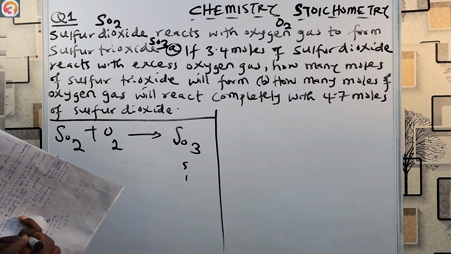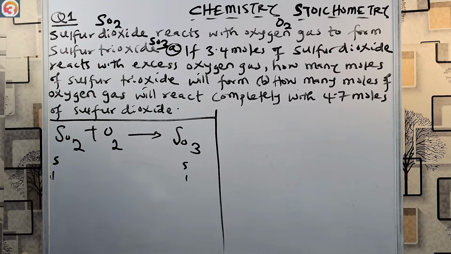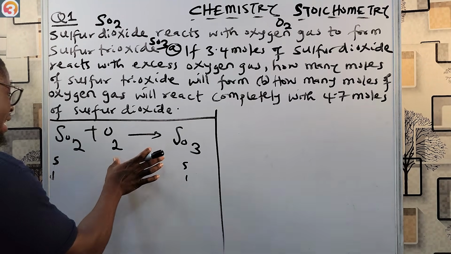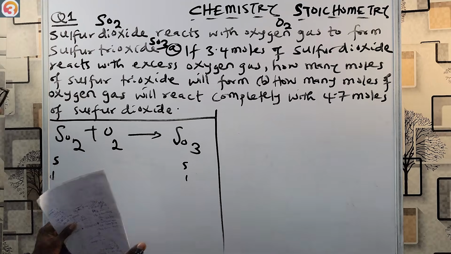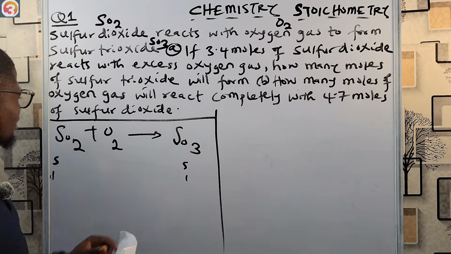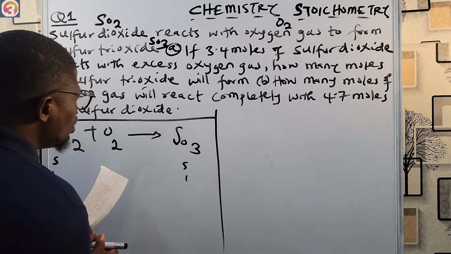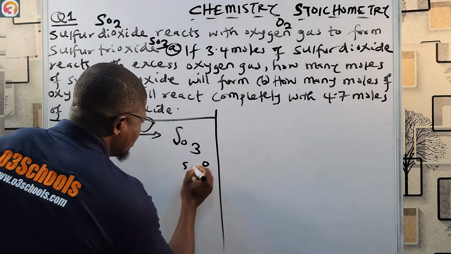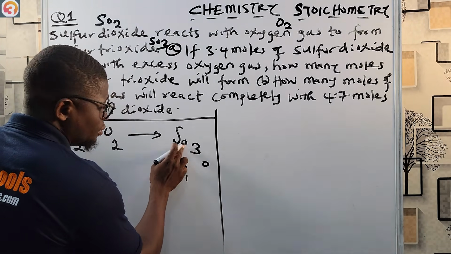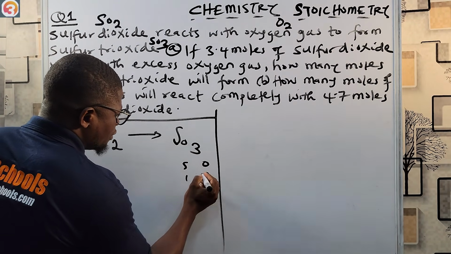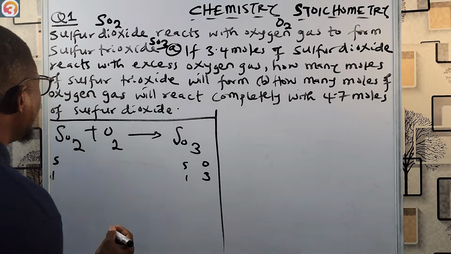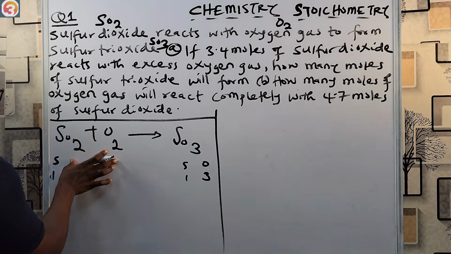All right, so that means the next thing we need to look at is the oxygen. S seems to be balanced for now. Now let us look at the oxygen. How many atoms of oxygen are in the product side here? This is 3 atoms. SO3, 3 atoms of oxygen.